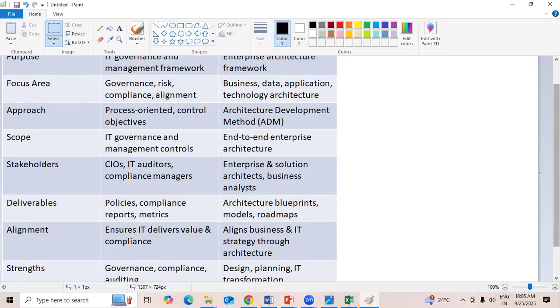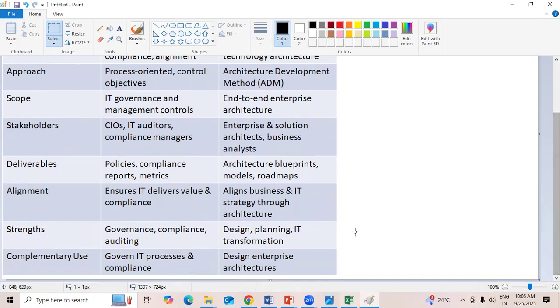Next, when it comes to alignment, as I told you, COBIT ensures IT delivers value, and also ensures compliance, etc. This is what we generally ensure using the COBIT framework. If you want to align business and IT strategies through any kind of architecture, TOGAF is used for that.